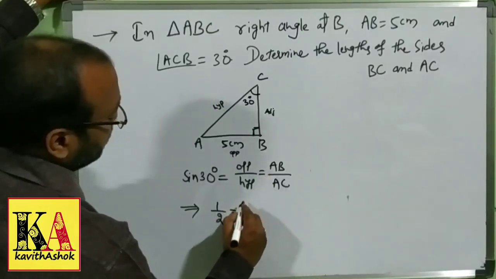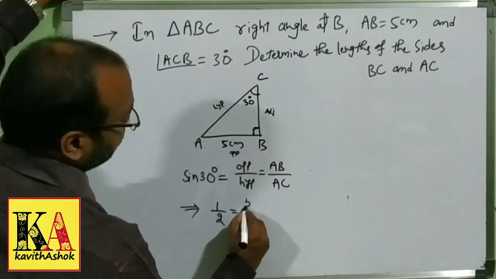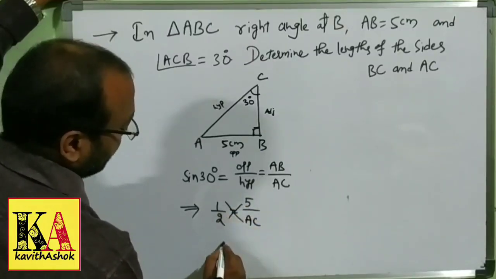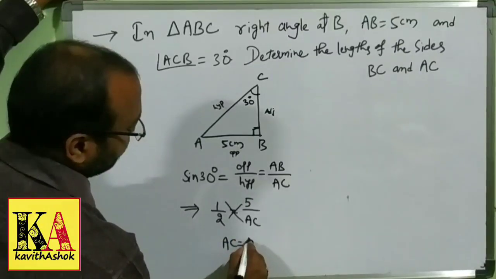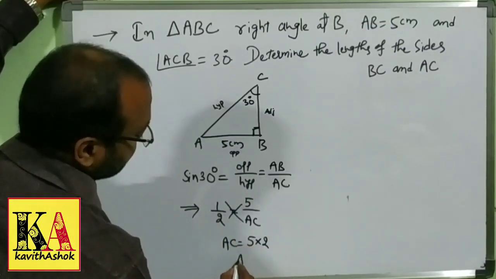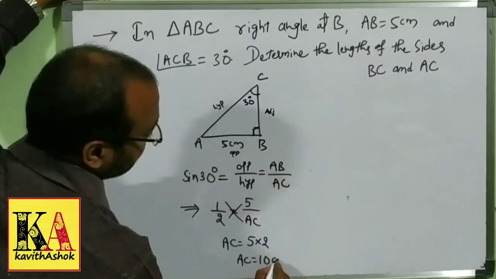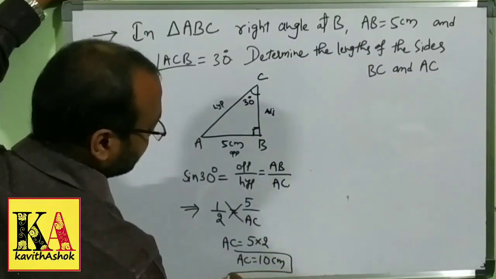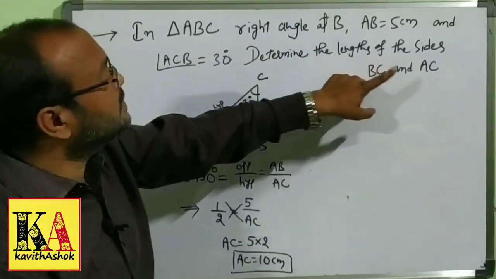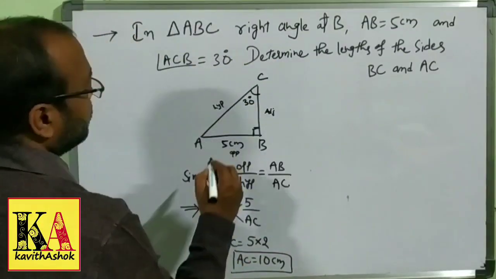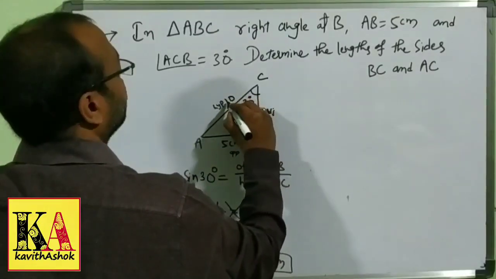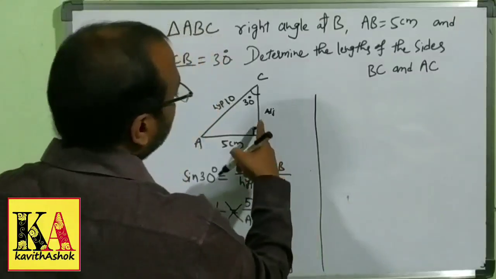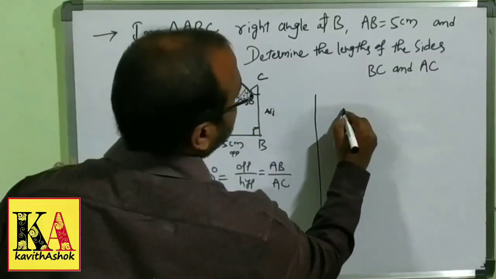This is equal to AB by AC. AB is there, fine. But we want AC. Cross multiplication. 1 into AC is AC and 5 into 2. So AC is equal to 10 centimeters. Because the value is in centimeters. Determine the lengths of the sides. AC is over. Right. This is 10. Now we want BC. For that sake, I am applying adjacent and hypotenuse. Cos 30 degrees.